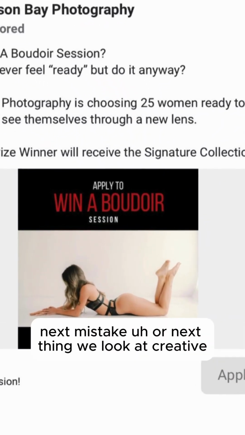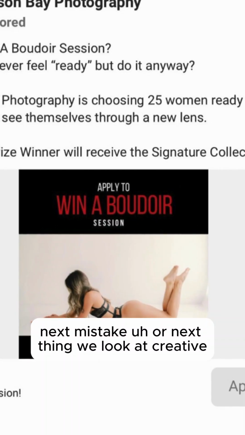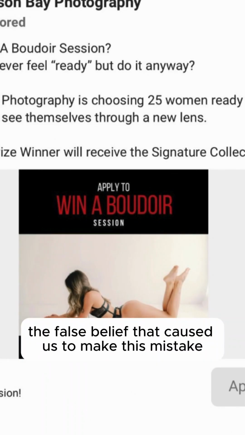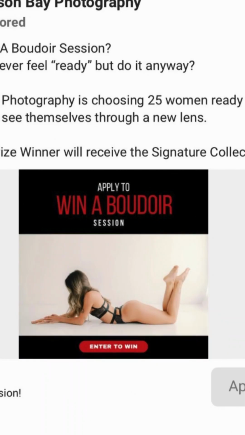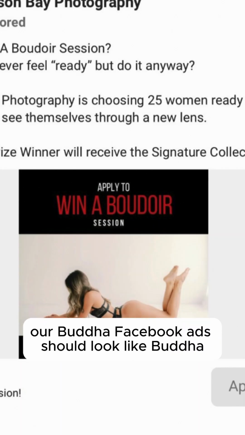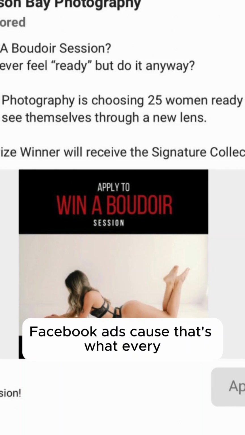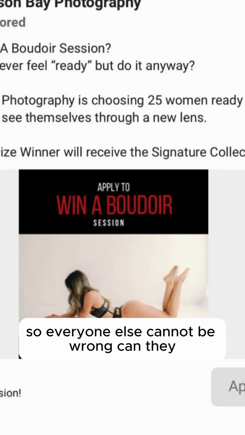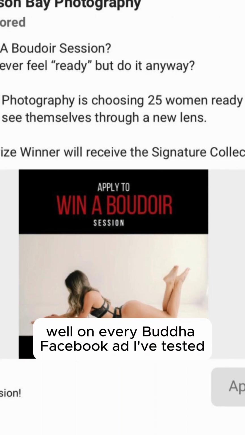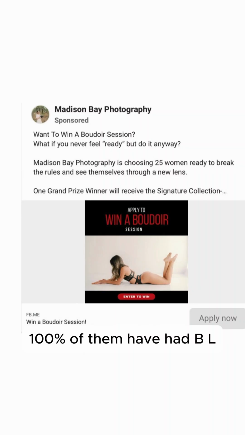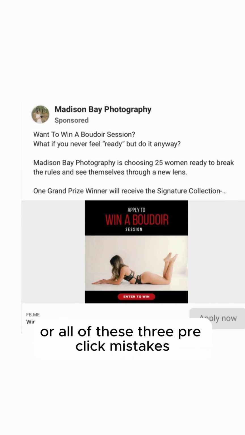Next mistake, or next thing we look at, creative. We got the, looks like an ad mistake here. The false belief that caused us to make this mistake is that we actually believe our Boudoir Facebook ads should look like Boudoir Facebook ads because that's what everyone else's Boudoir Facebook ads look like, so everyone else cannot be wrong. Can they? Well, in every Boudoir Facebook ad I've tested and the backends I've looked at, 100% of them have had BLCS, Boudoir low click syndrome, because they're making some or all of these 3 pre-click mistakes.